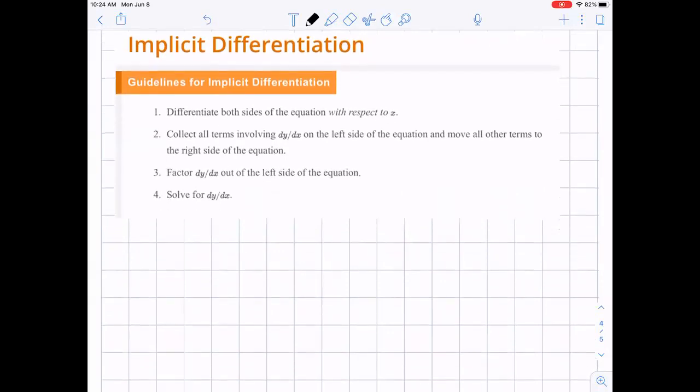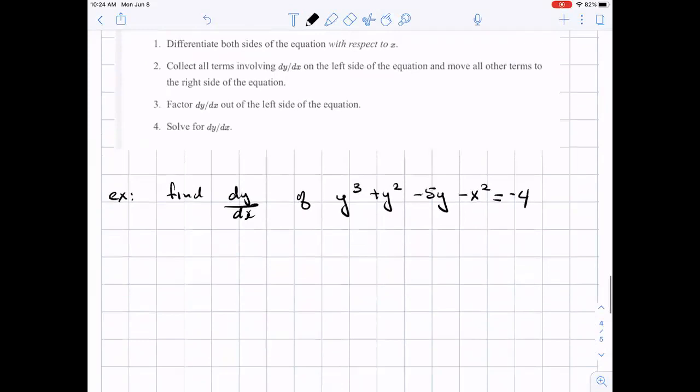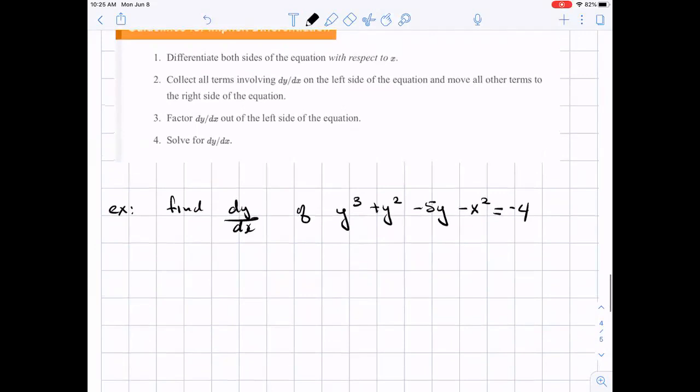So if I ask you to find dy dx or f prime of y cubed plus y squared minus 5y minus x squared equals -4. Well, we'll differentiate both sides with respect to x. So let's differentiate both sides, right?